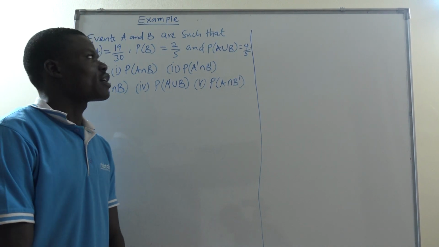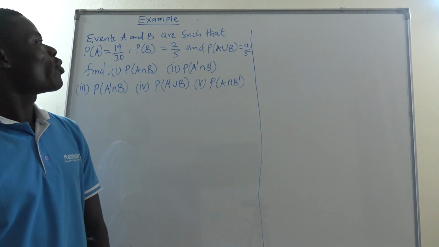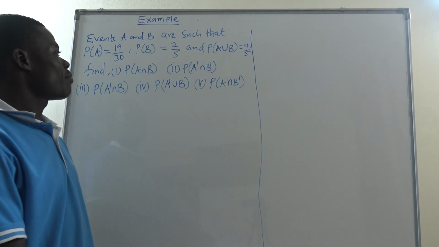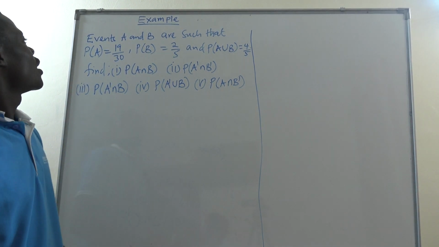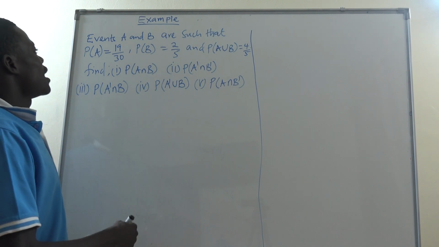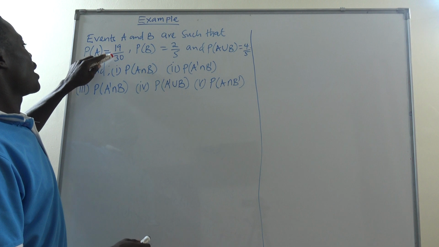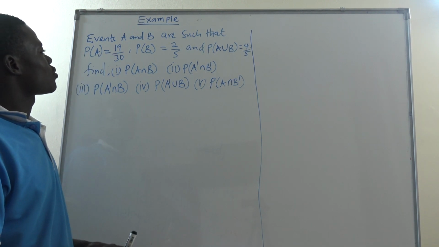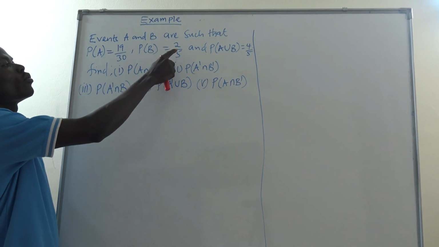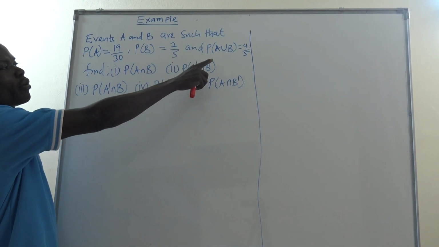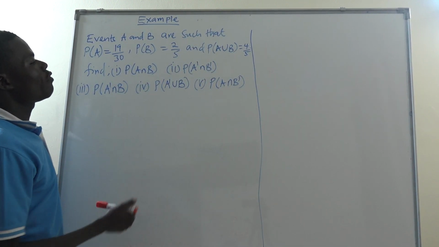Welcome to Tech Talks. In this video, we shall look at examples on how to find the probabilities that we have been given. So, in today's example, we have that events A and B are such that probability of A equals 19 out of 30, probability of B equals 2 out of 5, and probability of A union B equals 4 out of 5.